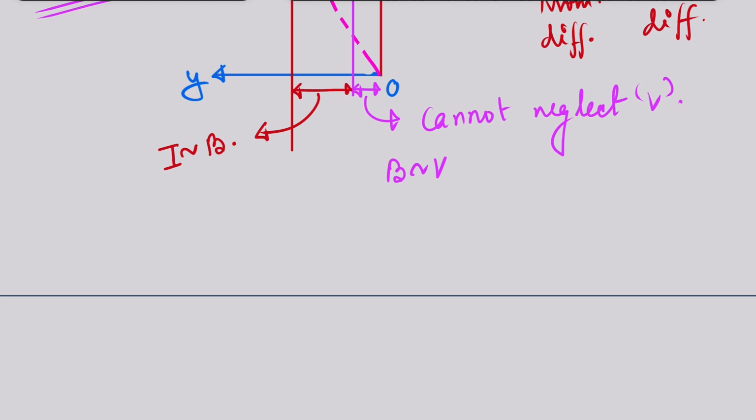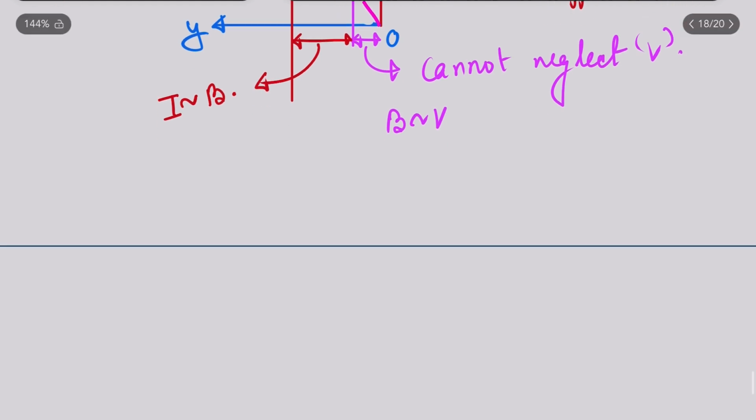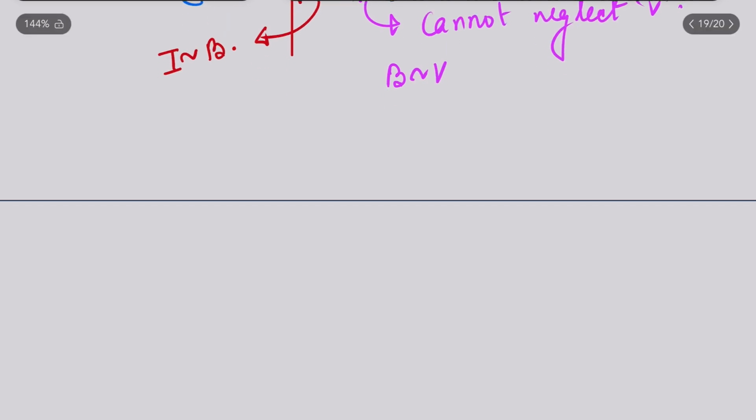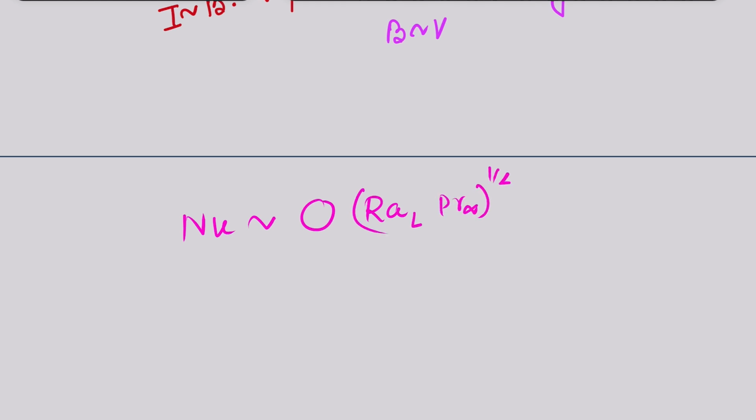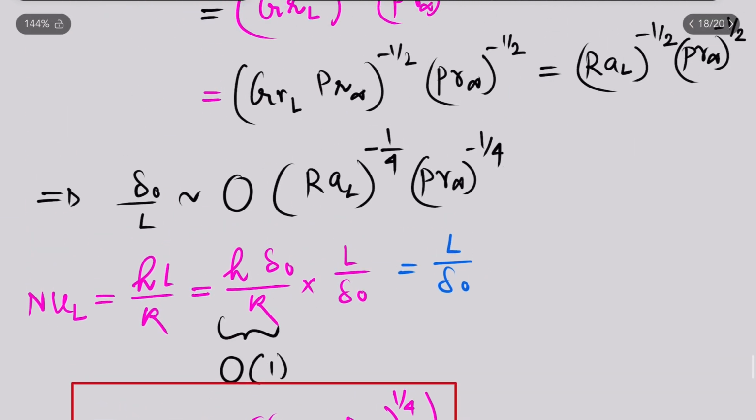Okay, so now let me continue. We have completed the order of magnitude analysis, but what does it actually give us? That my Nusselt number is of the order of something. We just got that Rayleigh number into the Prandtl number, whole to the power 1/4. This we got, right?